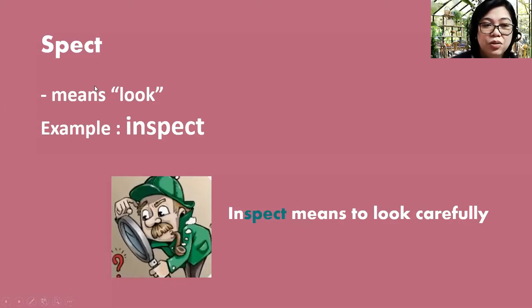One of the root words which we usually see is spect. This is actually a Greek word. Spect means look. Here's an example: inspect. It made use of the root word spect. Inspect means to look carefully.